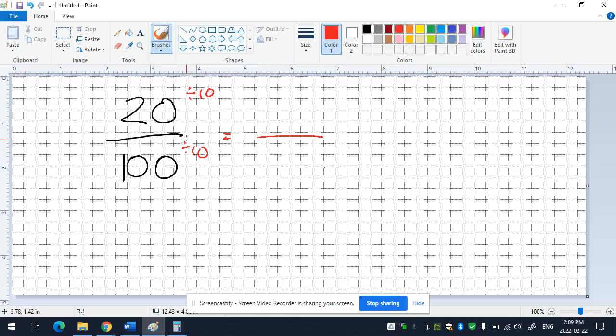If $20 is divided among 10 people, how much does each person exactly get? No more, no less. Or how many tens in 20? It's 2. How many tens in 100? Come on. 10. Can you even go lower here?